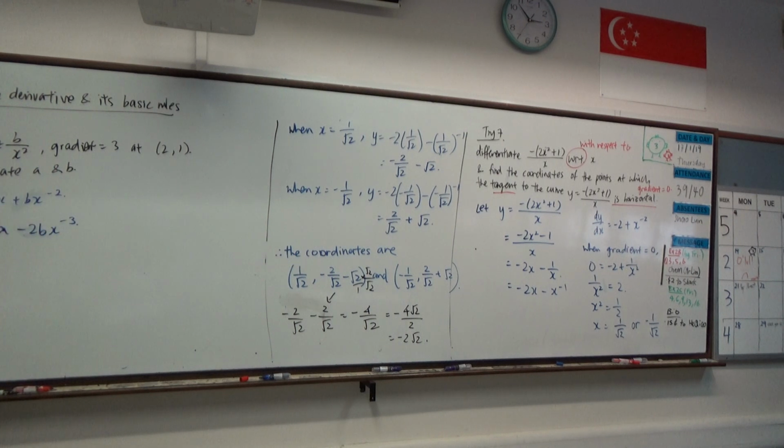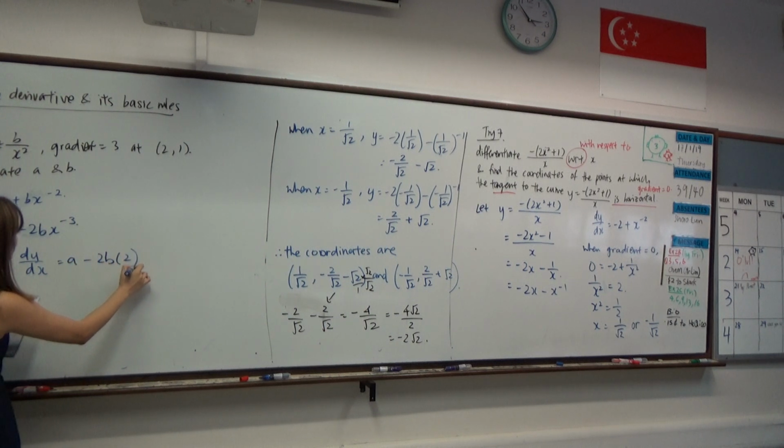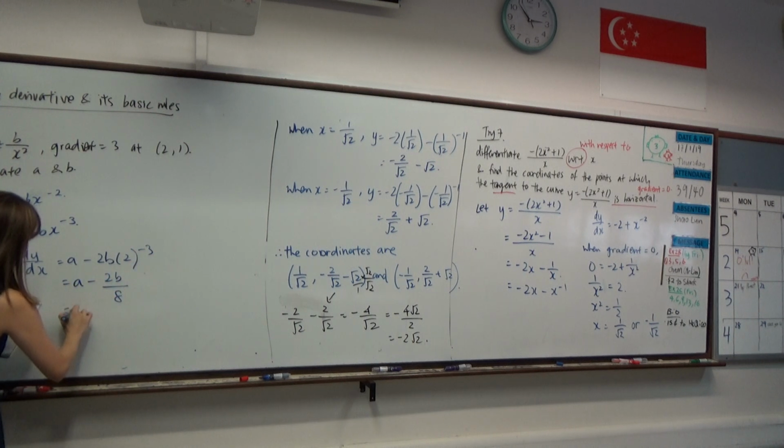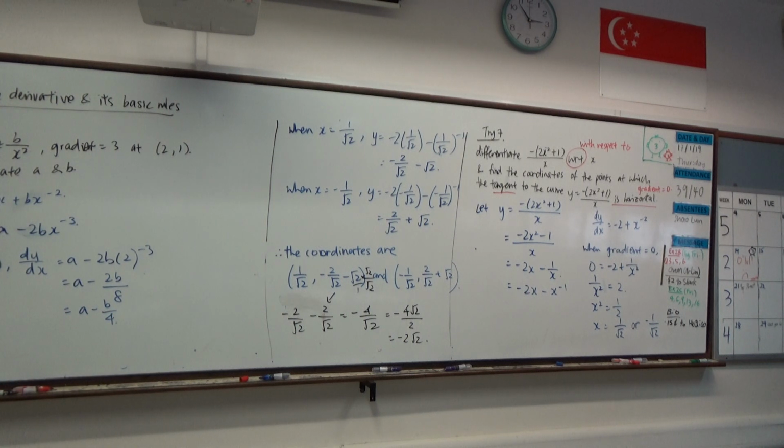Since we know that the gradient is 3 at (2, 1), that means when x is equal to 2, our dy over dx is equal to a minus 2b times 2 to the power negative 3. And then we get a minus b over 4, right?